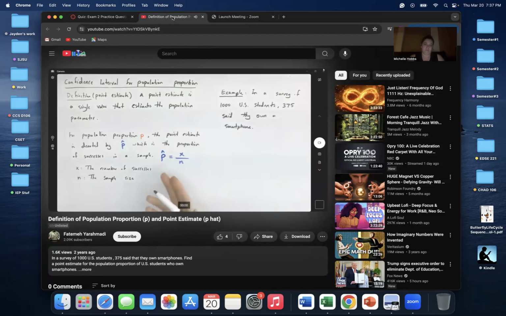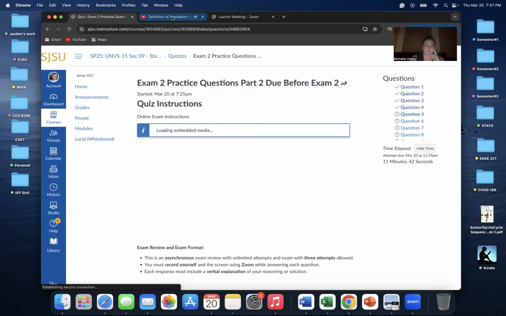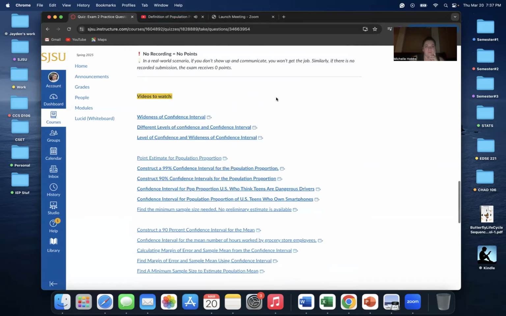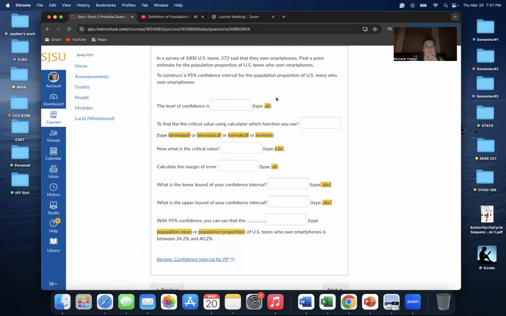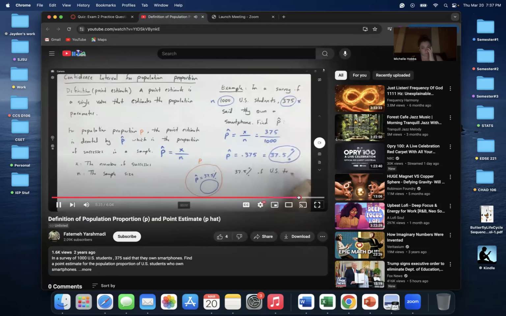Now, what is p hat? What is the proportion of success in this sample? Sample proportion. Find p hat. Well, p hat sometimes is given as a percentage to us. We don't have to use this formula. Some other times we have to follow the formula and actually calculate p hat.